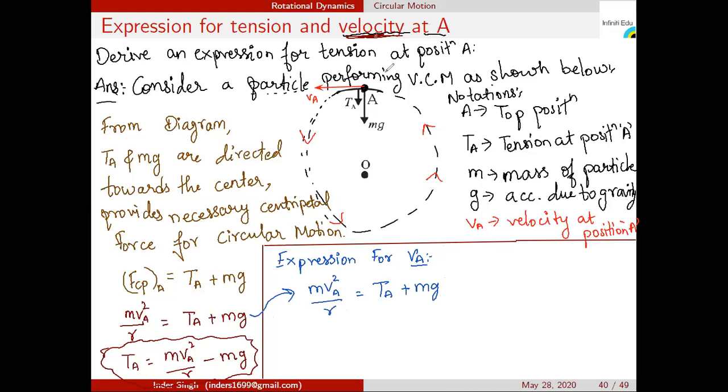We will consider a situation. They have an expression for VA, and what is VA? VA is the minimum velocity. What is VA? Minimum velocity at position A. So this is position A.